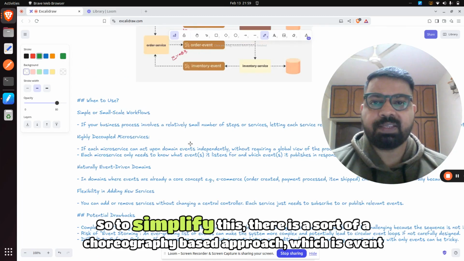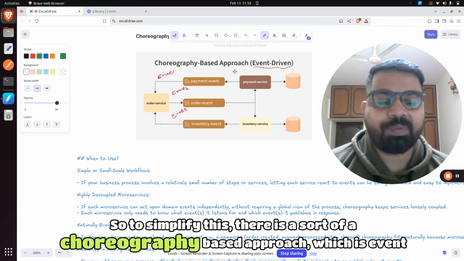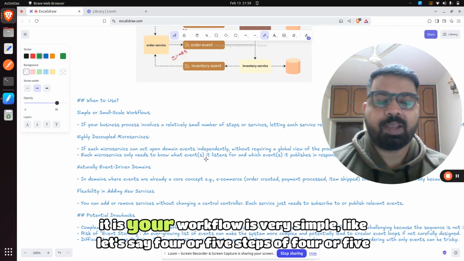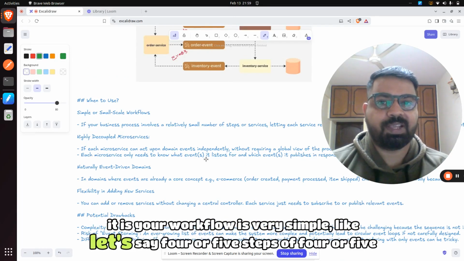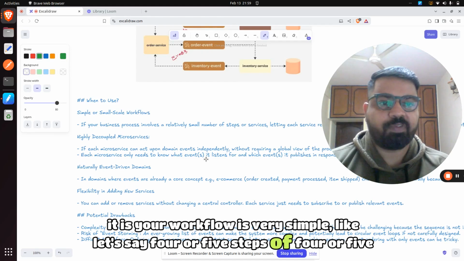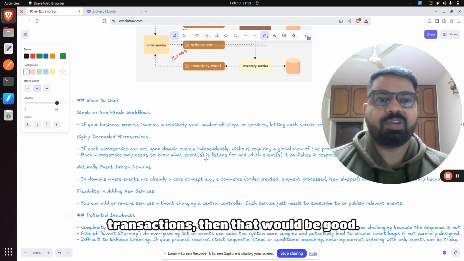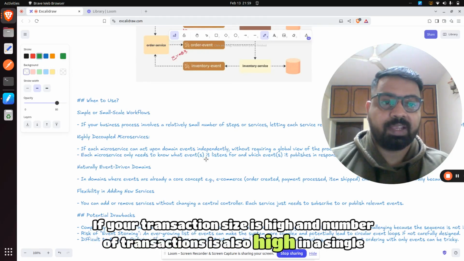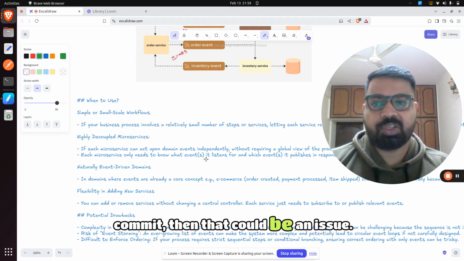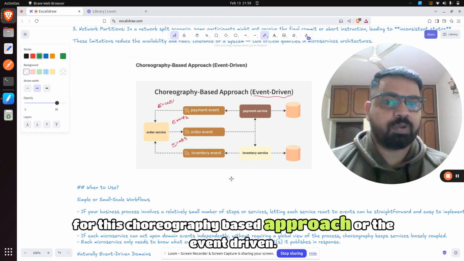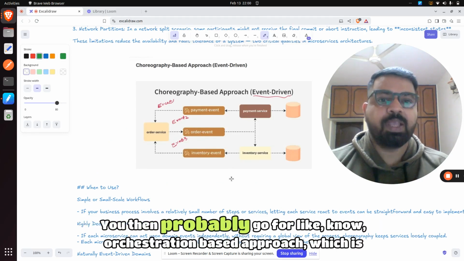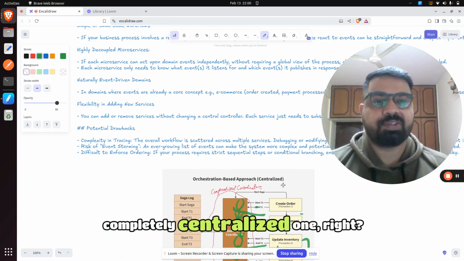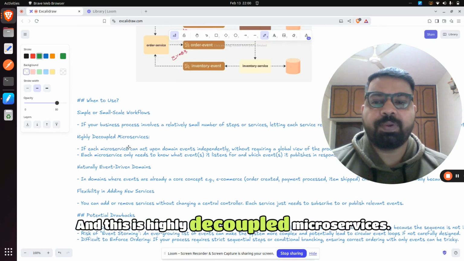So to simplify this, there is a choreography-based approach, which is event driven. When to use it? If your workflow is very simple, let's say 4-5 steps or 4-5 transactions, then that would be good. If your transaction size is high and the number of transactions is also high in a single workflow, then that could be an issue for this choreography-based or event-driven approach. You then probably go for an orchestration-based approach, which is completely centralized, right?